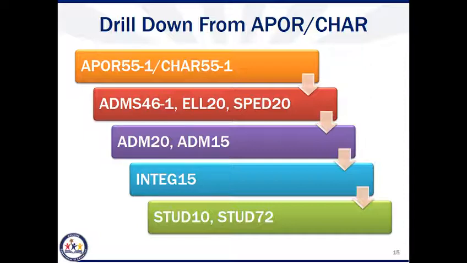If we were to drill down backwards from a business manager or accountant perspective, the APOR 55 are typically the reports they're looking at if you're a district, or the CHAR 55 if you're a charter. If they were to drill down to find the actual detail of the student creating those numbers on those reports, you'd drill down from the APOR to the 46 to the 20 to the intake 15, then to the STUD 10, and ultimately all the way back to the little blue guy where you're submitting the student data.